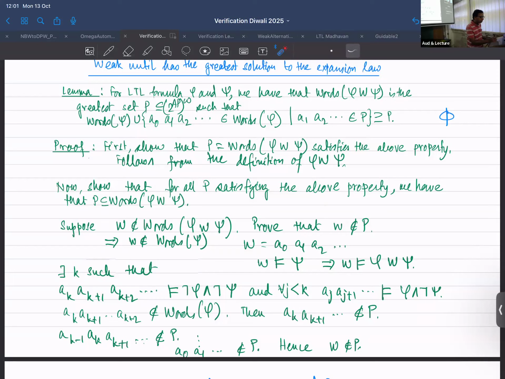words of psi union such a set, such that A1, A2, etc. belongs to the empty set, this condition will not hold true for any word. Hence, this set will become empty. So words of psi, which can be a non-empty set, is a superset of the empty set. So the empty set indeed satisfies this property, but this is not an interesting set. The greatest set here is interesting.